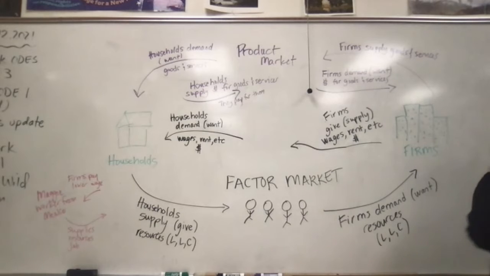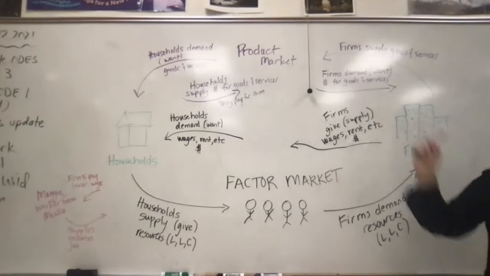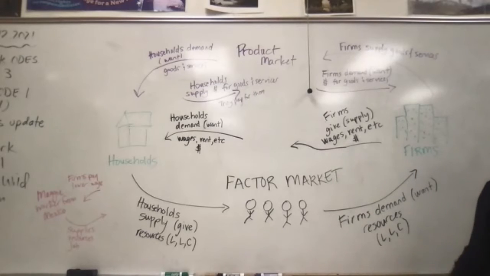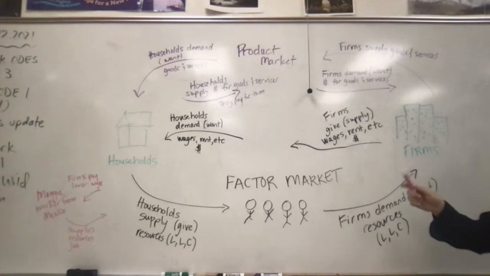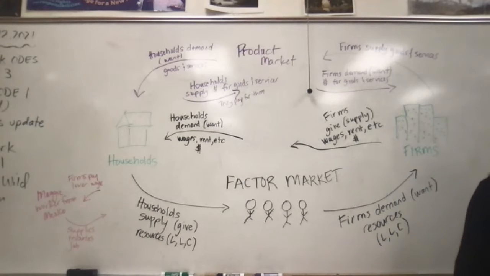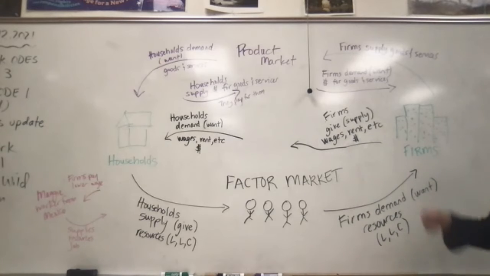Okay, your consumers get paid their wages. With those wages, they go to the product market and buy the goods and services they need. If they don't get paid enough, they can't buy all the things that they need, right? The firms want those resources and they're buying up those resources, and then they exchange those resources into goods and services. If I don't have enough resources, I can't make as many goods and services, and then I can't sell as many in the product market. Does that make a little bit of sense?